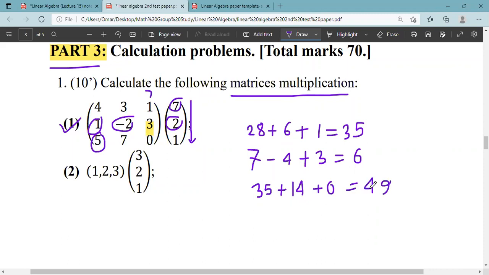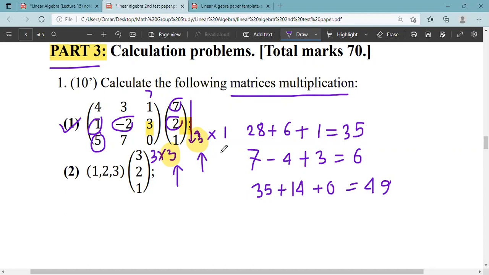49. So as we see here, the first matrix is a 3 by 3 matrix, and the second matrix is a 3 by 1 matrix. So we know that if we want to multiply two matrices, then the columns of the first matrix and the rows of the second matrix need to be the same.